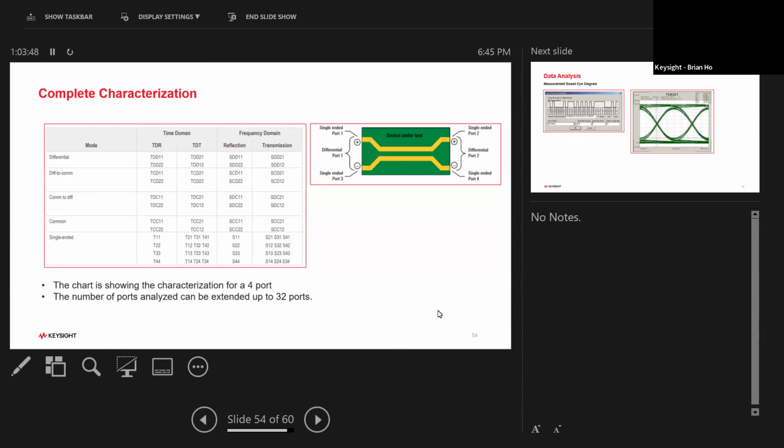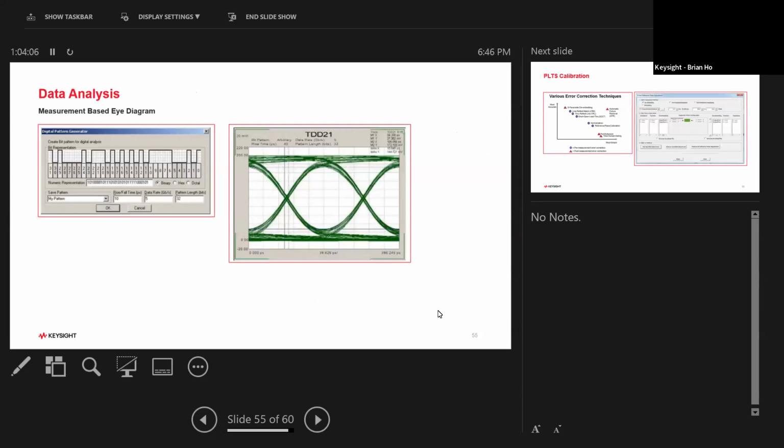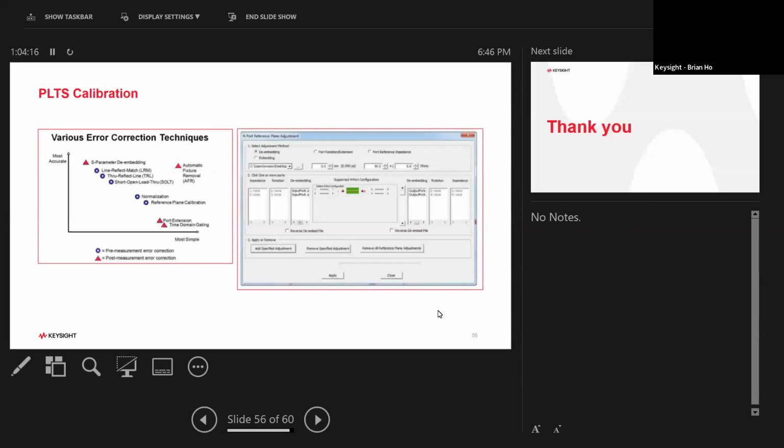But this is showing only a 4-port, but we can go up to 32 ports. So if you're a cable maker that wants to see noise or something across the lines and want to characterize all 32 at once, we can do that as long as we have the S parameters for all 32 ports. It can do it. And as I said, it can do an eye diagram where we can generate a bit pattern, and we can simulate a bit pattern and try that from your S parameters.